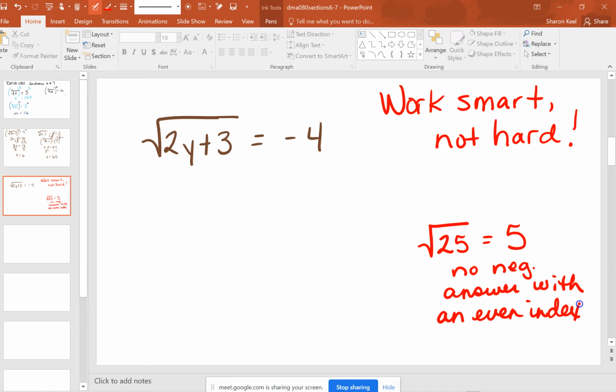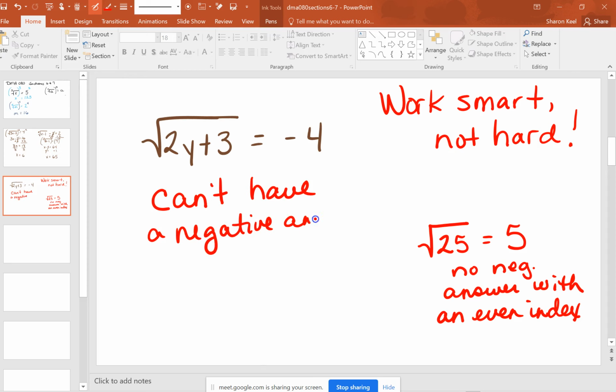So if the index here is squared, the 4th, the 6th, the 8th, anything that's even, we can't have a negative answer. So when I look at this particular problem, what do you think our solution is going to be? You can't have a negative answer. So for this particular problem, we would not be able to solve it. I believe the choice they give you in the workbook is a choice that says no solution, because you can't have a negative answer for that.